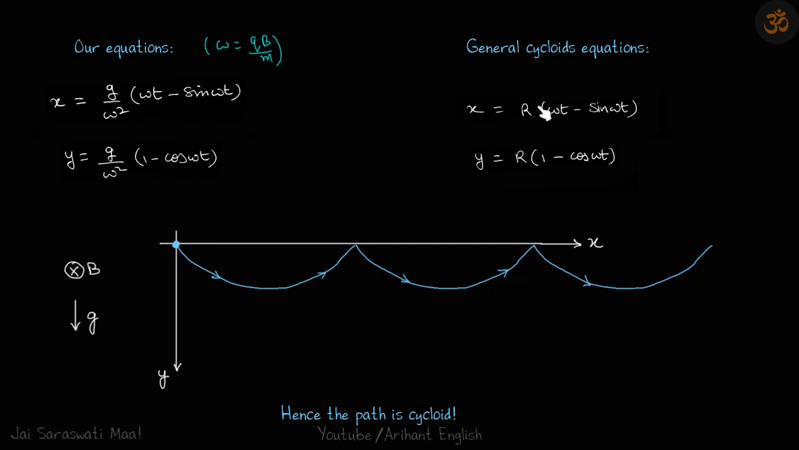The general cycloid equations which we derived earlier were these. So you can compare the two and see that they are similar. Hence the path is cycloid. That's our solution.